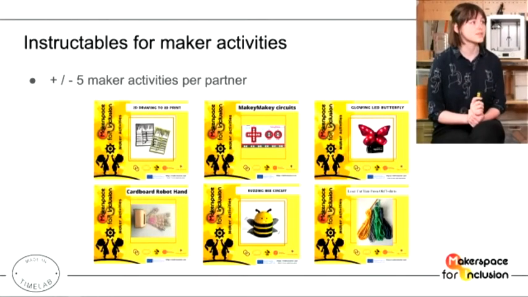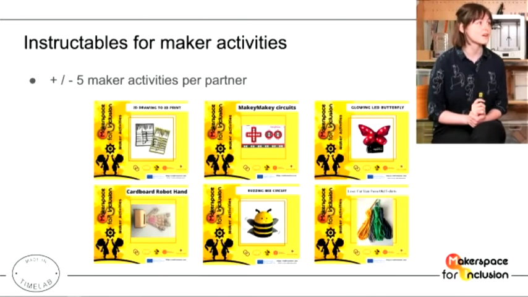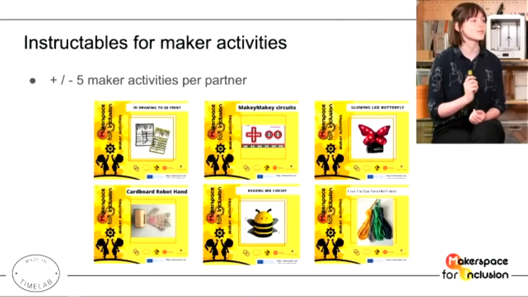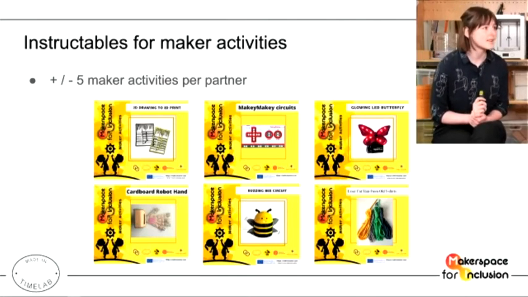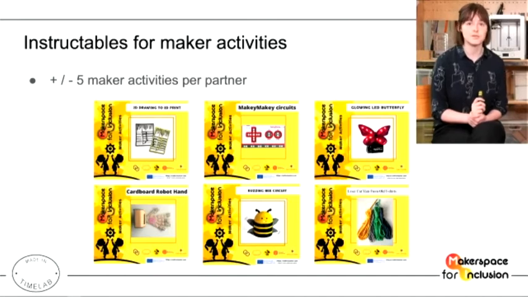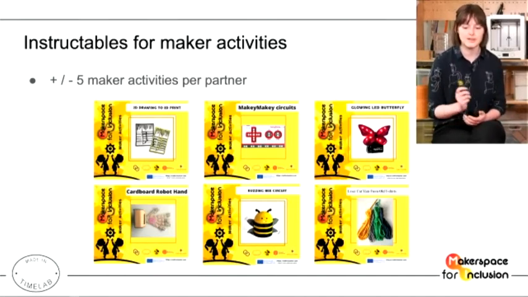So here you see some examples, the 2D drawing to 3D print that I already mentioned, a maker activity about making Makey circuits. We have a glowing LED butterfly, a cardboard robot hand, a buzzing bee circuit, and this is one of the workshops TimeLab made, laser cutting yarn from old t-shirts. So this is also about recycling and sustainability.